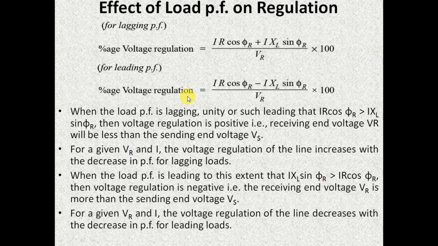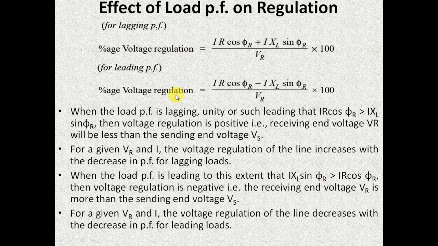From the basic relation of voltage regulation, that is, voltage regulation is equal to (Vs minus Vr) divided by Vr into 100, we can say that when the value of percentage voltage regulation is positive, definitely the value of Vs will be greater than the value of Vr. Or we can say that the voltage at the receiving end will definitely be smaller than the voltage at the sending end. So the percentage voltage regulation value will be positive not only in the case of a lagging power factor load. This value can be positive in the case of unity power factor as well as in the case of a leading power factor load.